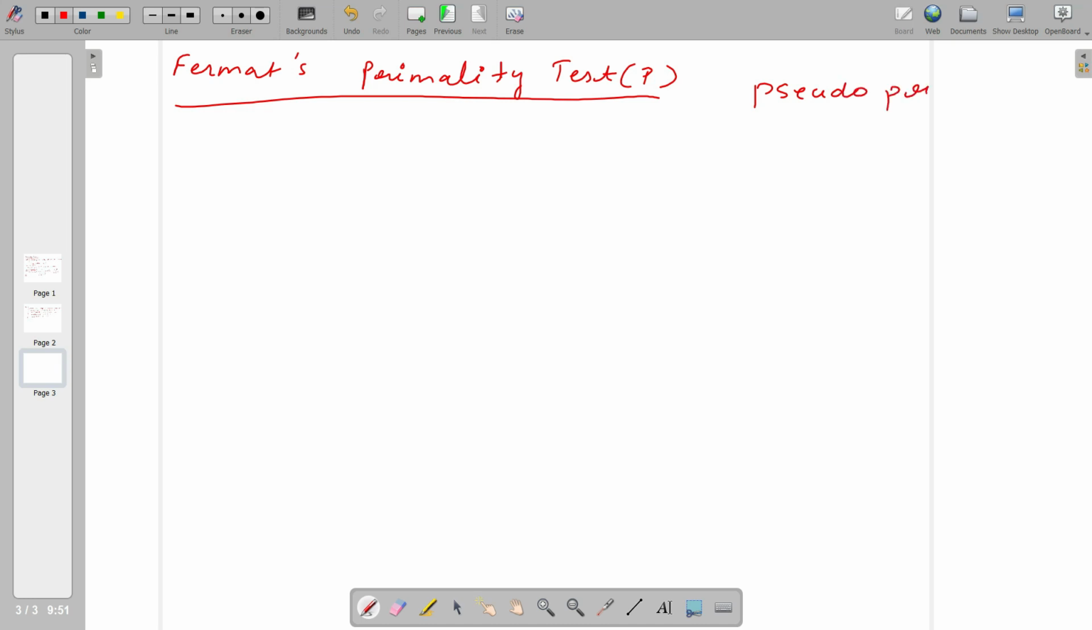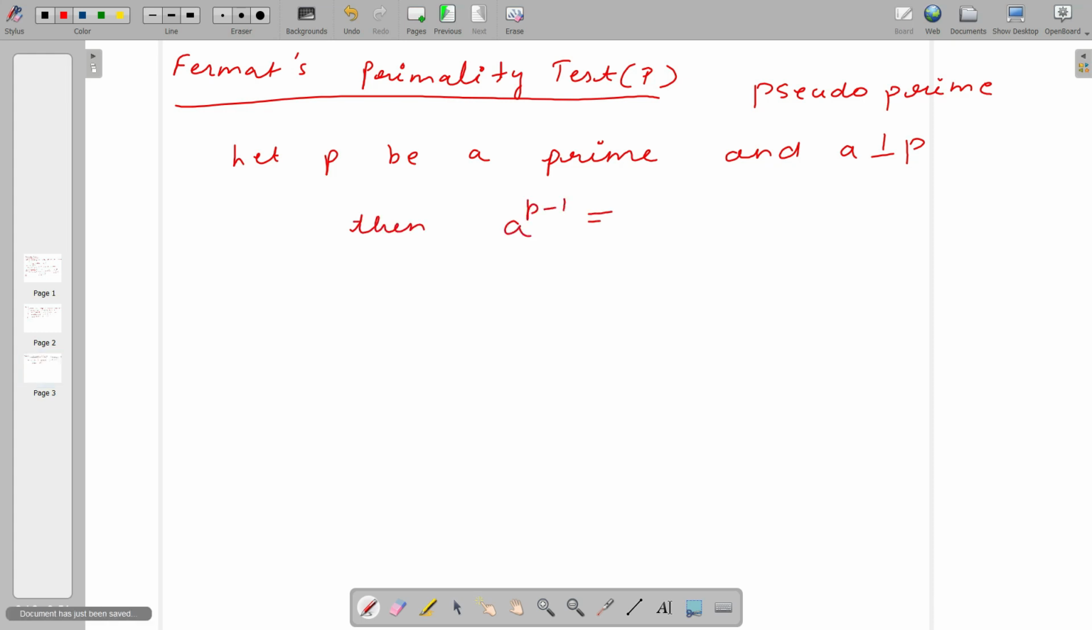Fermat's primality testing is based on Fermat's little theorem. So what is the statement of Fermat's little theorem? Let P be a prime and GCD of A and P is 1, or you can say A and P are co-prime to each other. Then A to the power P minus 1 is congruent to 1 mod P.